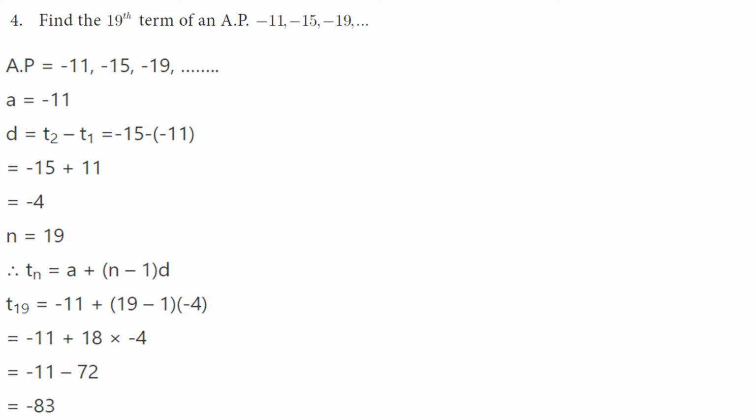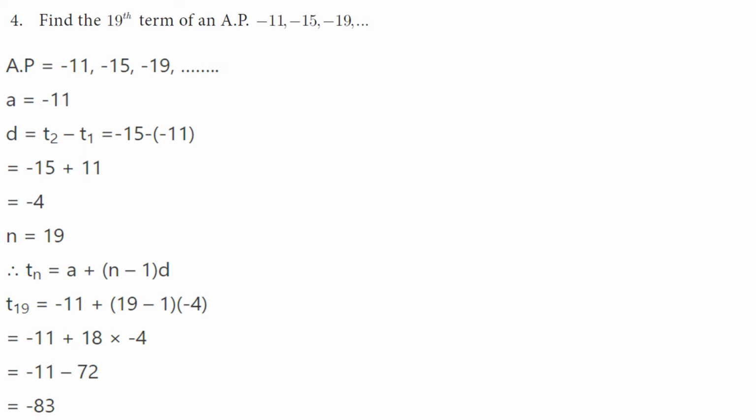Find the 19th term of an AP minus 11, minus 15, minus 19. Given the AP, you write it: minus 11, minus 15, minus 19, and so on. Here A equals minus 11. D equals T2 minus T1, that is minus 15 minus of minus 11. Minus minus becomes plus, the additive inverse of minus 11 is plus 11. Therefore minus 15 plus 11 equals minus 4.